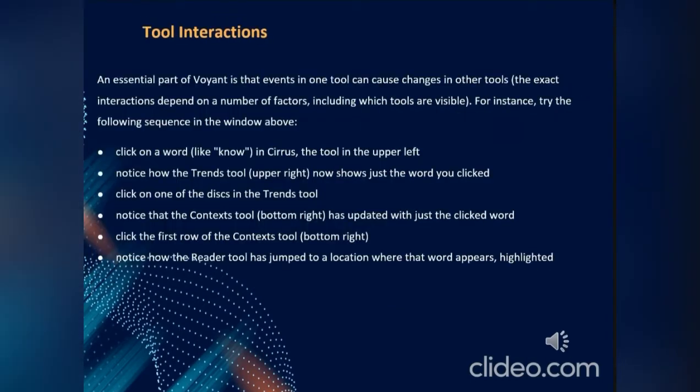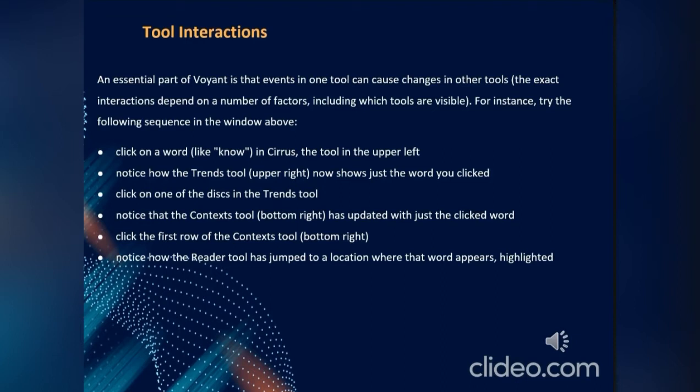Tool interactions. An essential part of Voyant is that events in one tool can cause change in other tools. The exact interactions depend on a number of factors, including which tools are visible. For instance, try the following sequence in the window above.